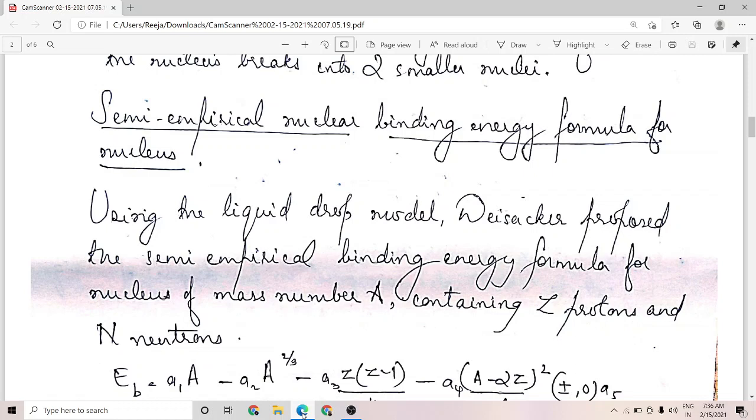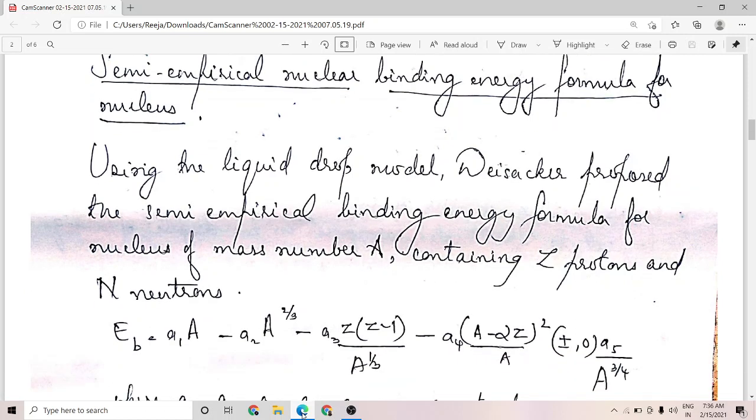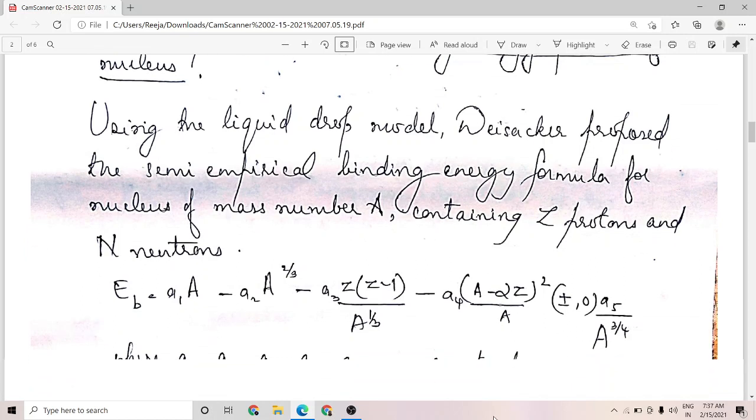And the semi-empirical formula is given in this manner. EB, that is binding energy, is equal to A1 into capital A, minus A2 into capital A raised to 2 by 3, minus A3 into Z into (Z minus 1) by A raised to 1 by 3, minus A4 into (A minus 2Z) whole square by A, plus or minus or 0, A5 by capital A raised to 3 by 4.